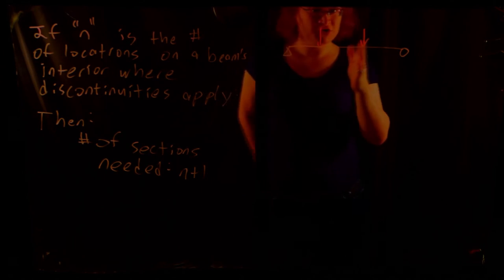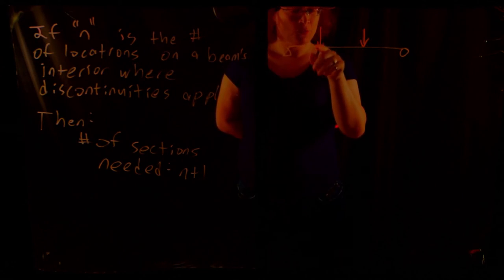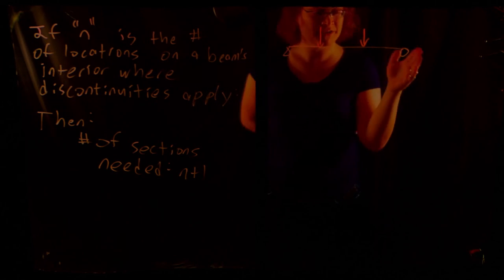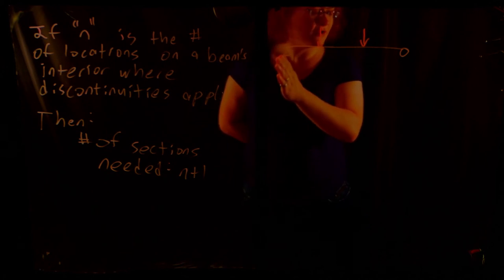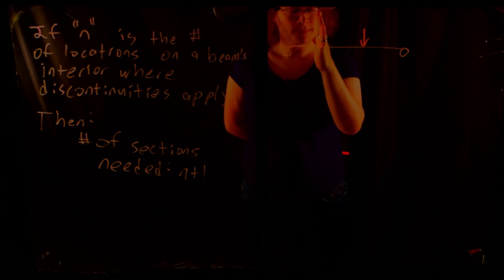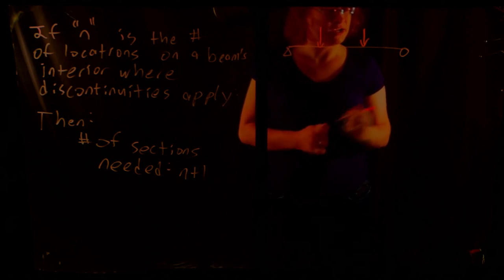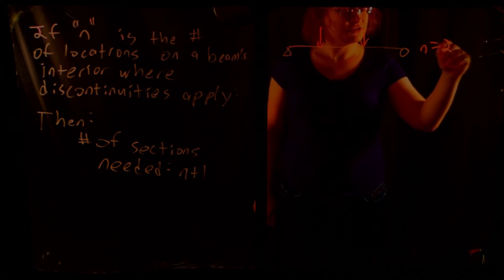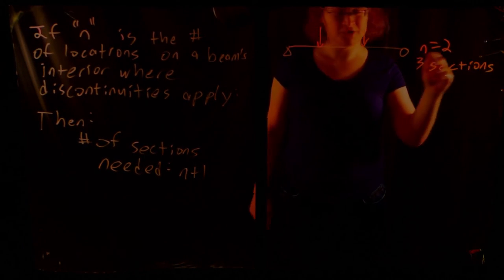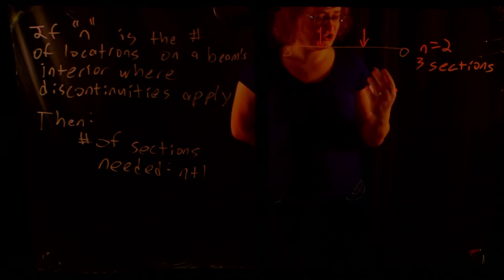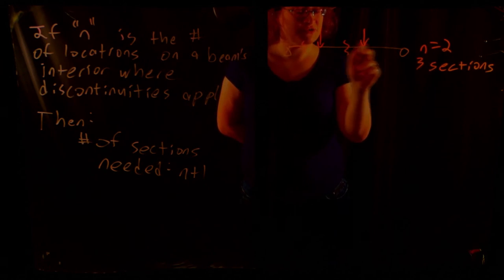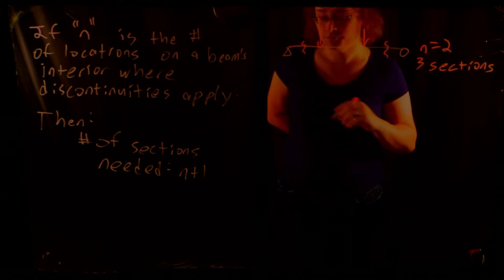How many discontinuities do I have in the beam's interior? Well, I'm looking here only at the interior discontinuity, so I can ignore the edge reactions, which, again, we're only taking method of sections along the beam's length, so we don't need to worry about those. But I would have two here. So I would need three sections. If I want to fully describe this beam's behavior, or its shear and moment behavior, I would need to cut it somewhere in here, somewhere between the two point loads, and somewhere here.